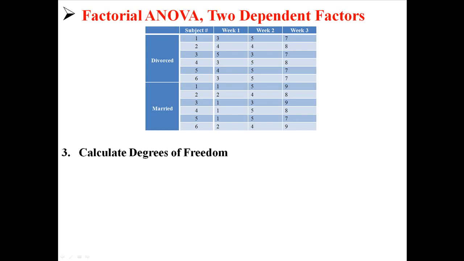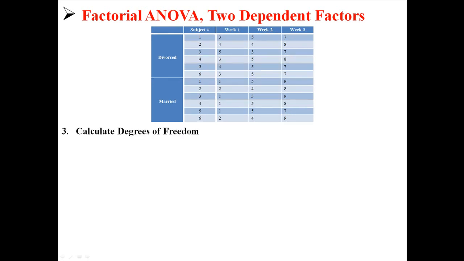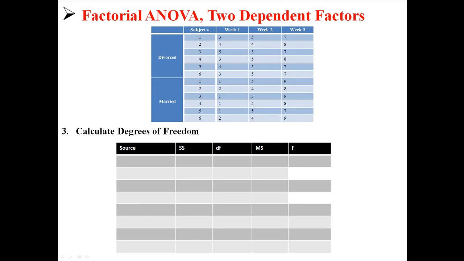And now we're going to calculate the degrees of freedom. So first, let's get a look at what we're going to be dealing with here. This is going to be our source table. We're going to have our 3 effects, marital status, which is A, week, which is B, and the interaction, A times B. And we're also going to have total. Now, we're also going to have 4 different error terms, because remember, all the factors are dependent. So we're going to have 1 error term associated with A, 1 associated with B, 1 associated with the interaction between A and B, and 1 all by itself for consistent subjects variability.